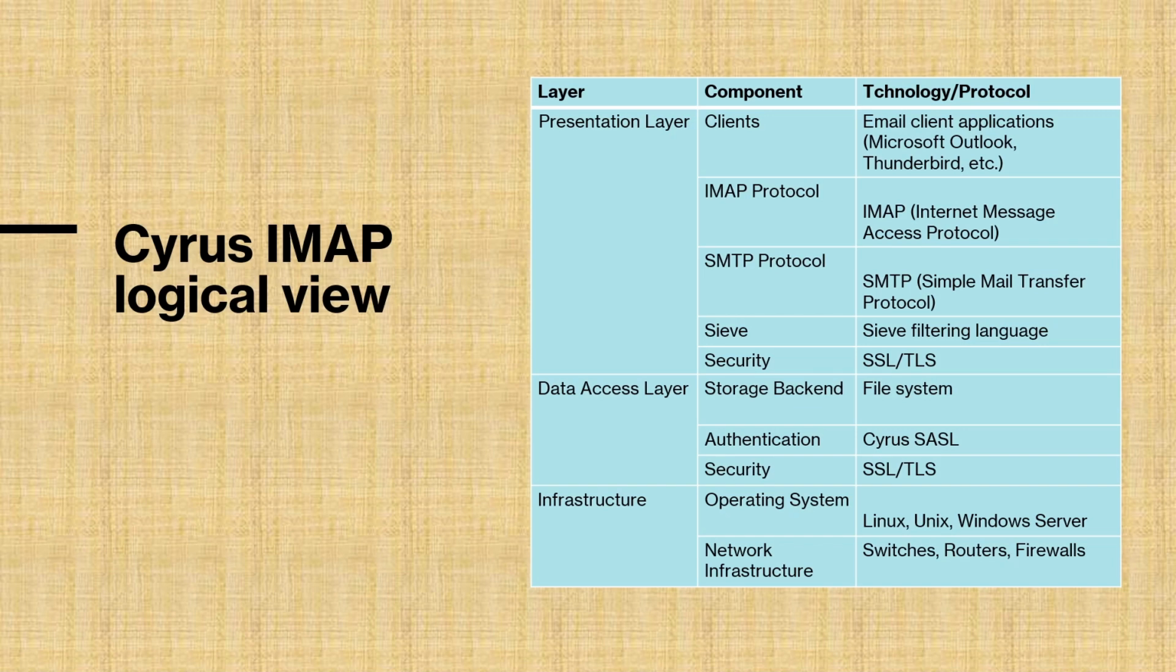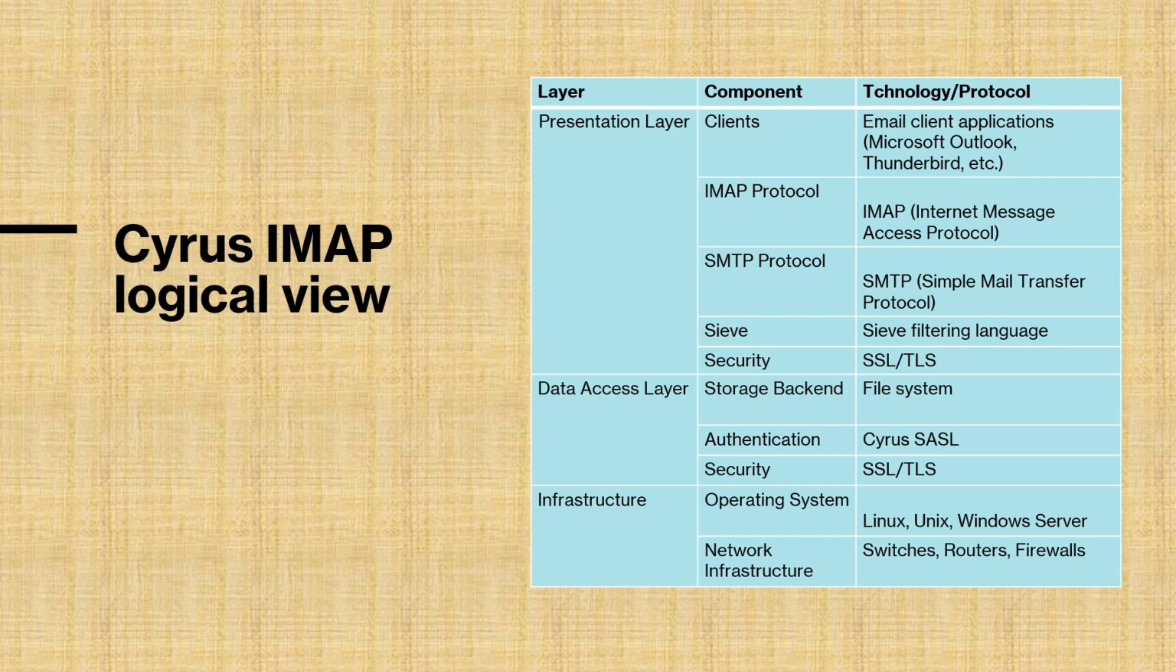The data access layer has storage backend, authentication, and security. The storage backend is a file system. For authentication, it uses Cyrus SASL, and for security it is the same as the presentation layer, which is SSL and TLS.